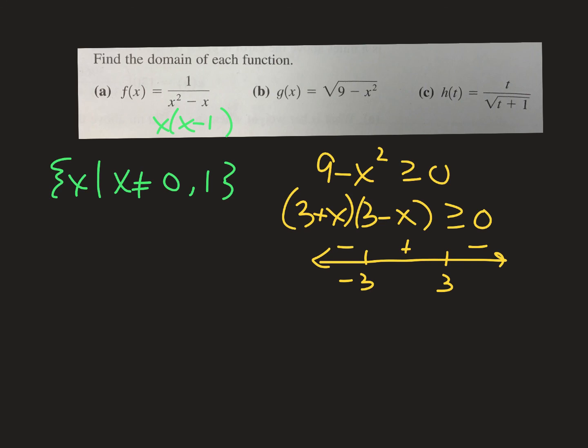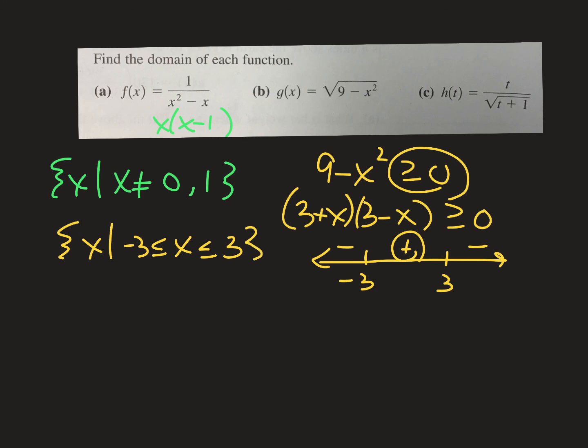Now, because up here it says greater than 0, I want the part where the positive sign is, which is between negative 3 and positive 3. So the second part is going to be all x, such that x is in between negative 3 and positive 3. Okay, that's your domain. And the last one, just a tad bit different on part C. Let me change colors one more time. Part C, I can't have 0 on the bottom, and I can't have a negative in the radical.